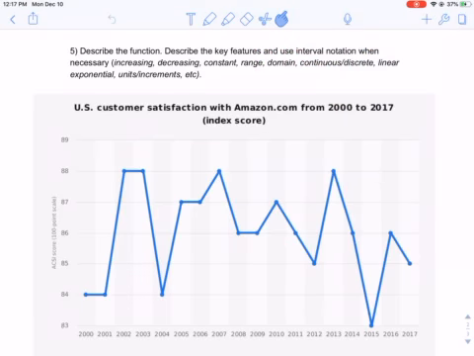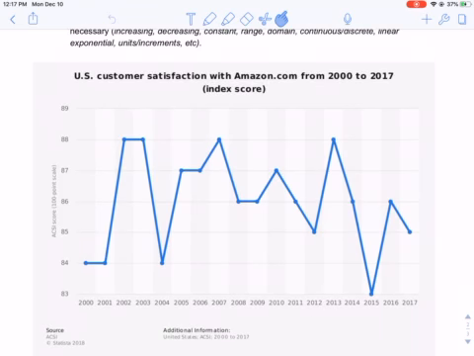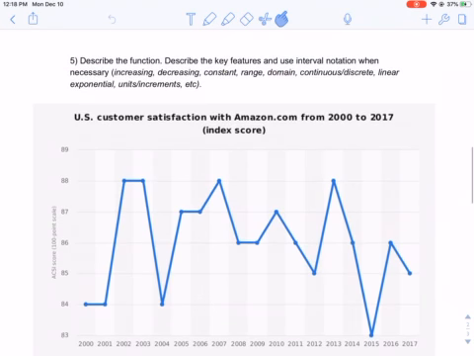I wanted to take a few minutes to walk you through describing this Amazon function that I gave you guys the other day. Now, I pulled a real graph from online. This is something I found, so I figured it would be good to use something that has some real-life context, so that way you can see that we're not just using this for made-up math examples, but this can be used to describe real functions.